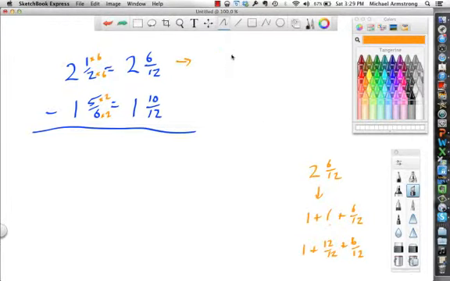Oh, I keep doing that. It's really not 2 anymore. It's 1 and 18/12 when I add the 6 and the 12 together. 1 and 18/12 minus 1 and 10/12 equals 18 take away 10 is 8/12, and 1 take away 1 is 0.